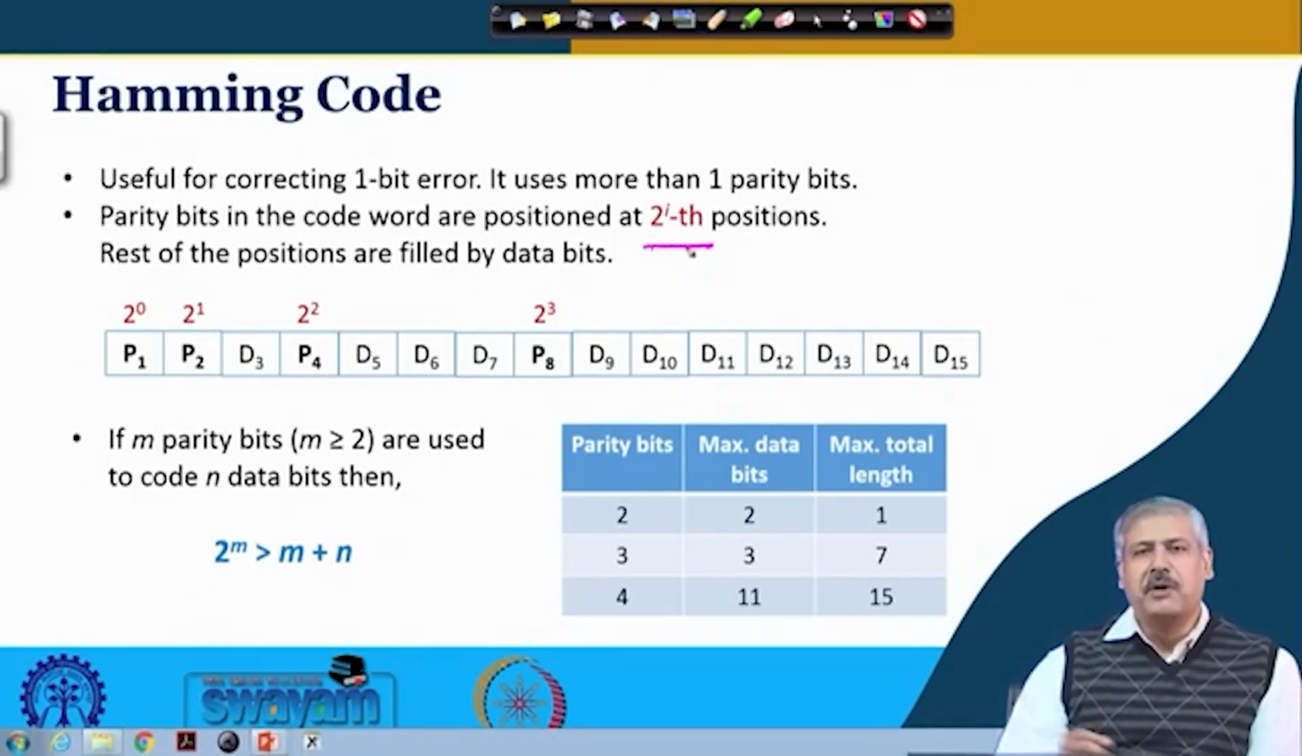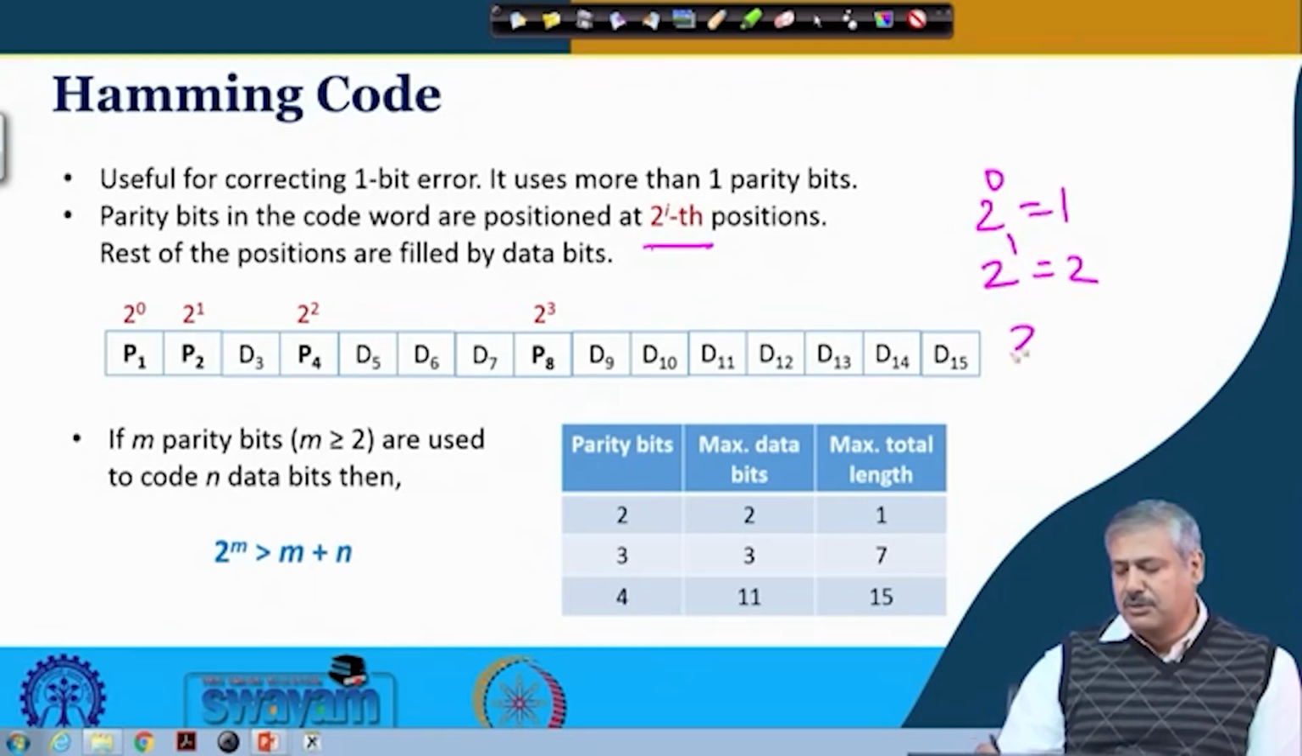These are the 2 to the power ith positions. So, what are the 2 to the power ith positions? 2 to the power 0 is 1, 2 to the power 1 is 2, 2 to the power 2 is 4, 2 to the power 3 is 8. So, these are what is meant by 2 to the power ith position.